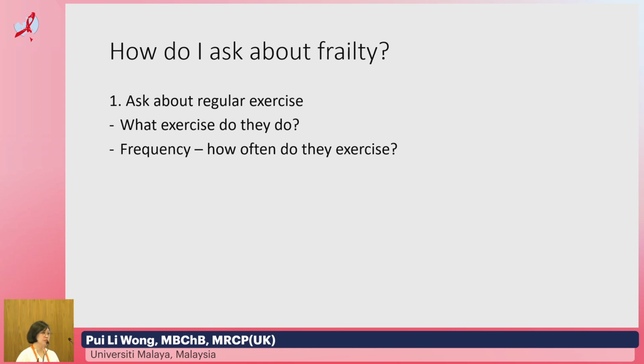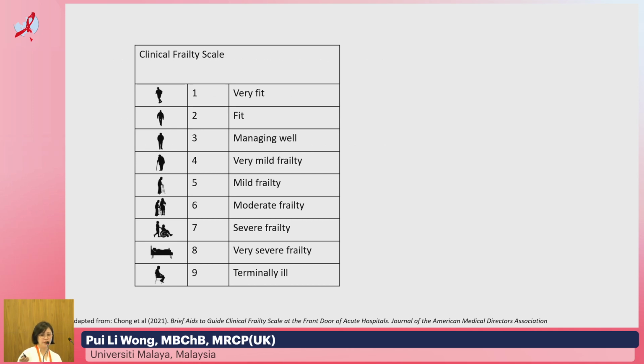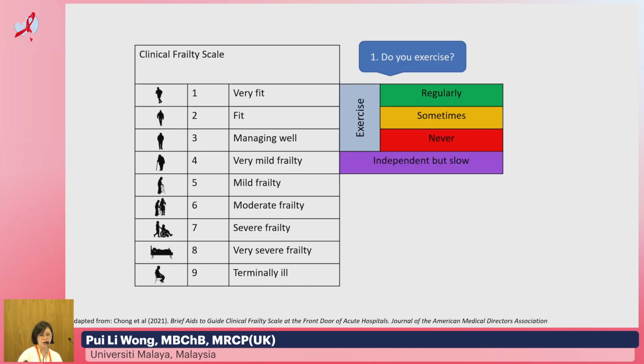So the first question, which is relatively easy, is just to ask, do you exercise? And if they do exercise, what type of exercises do they do? And how frequently do they exercise? And simply by asking them about whether they exercise, we're able to figure out where he falls on the scale between 1 and 4.